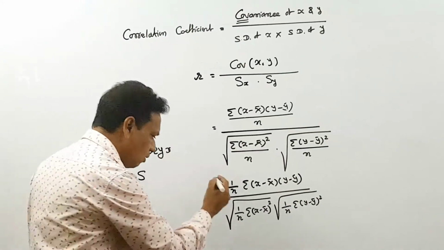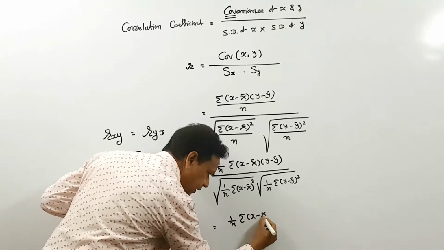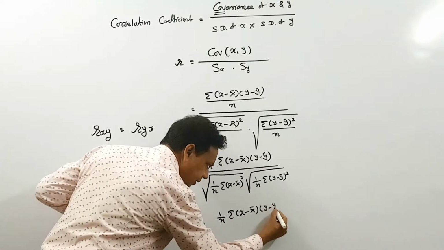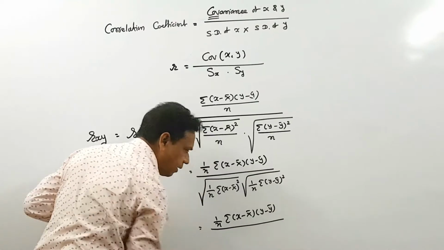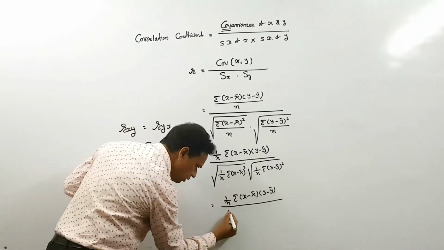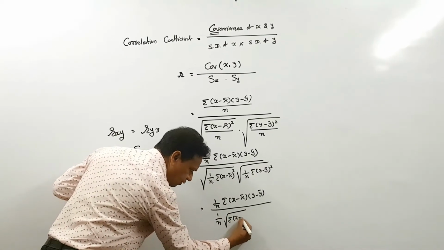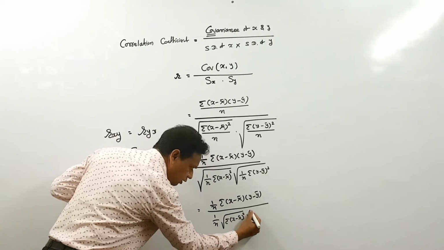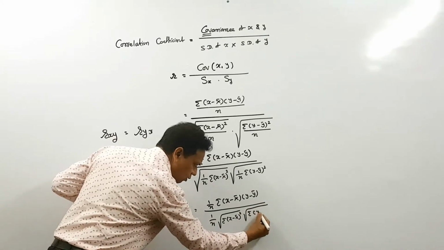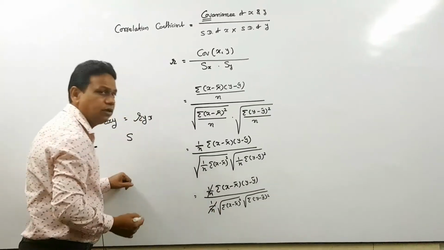So now 1 upon n, sum of x minus x bar, y minus y bar, divided by 1 upon n. Here we have 1 upon n, so take it common. In the first root, sum of x minus x bar square, into the other root of sum of y minus y bar square. So 1 upon n and 1 upon n are cancelled.